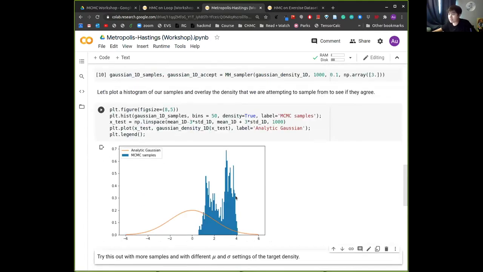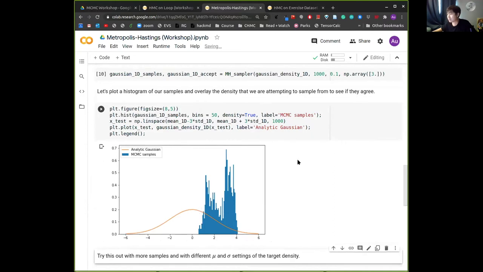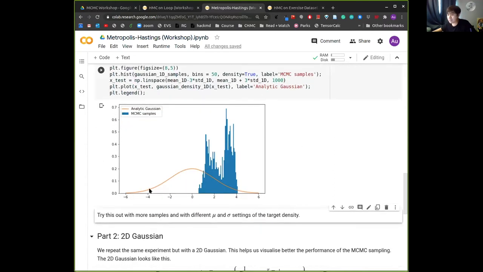Okay, so you can see this one doesn't look very much like the target. Sorry for the delay, by the way. The orange curve is supposed to be what the whole histogram should look like, and you can see here it's not very well represented, right?